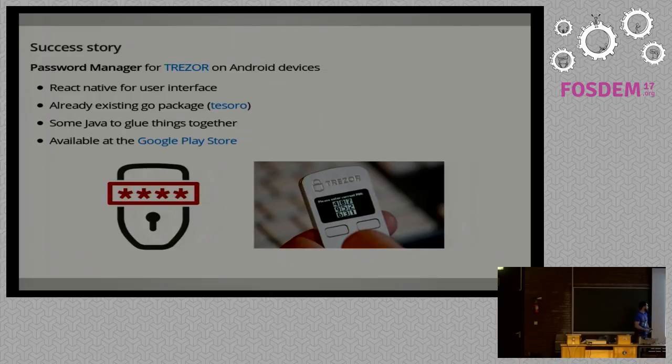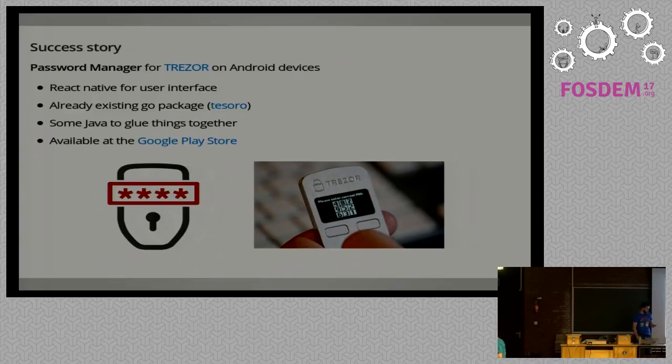We created a password manager for Trezor. Trezor is this small device. It's a cryptocurrency hardware wallet that you connect to your phone. The interface for the application is React Native. We were using an existing Go package, Tesoro, and we use some Java, like very little Java, and put everything together. It's available at the Apple Store and at the Play Store.